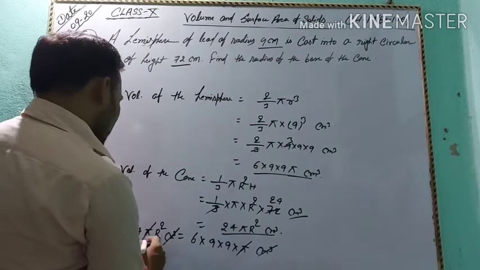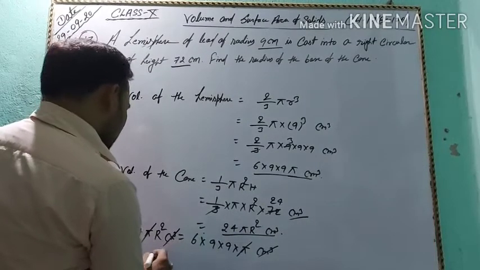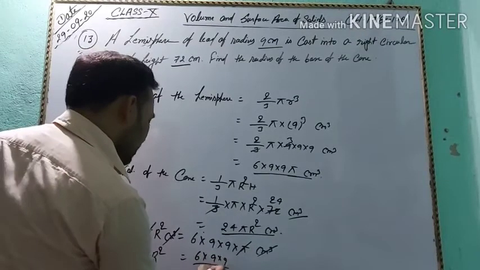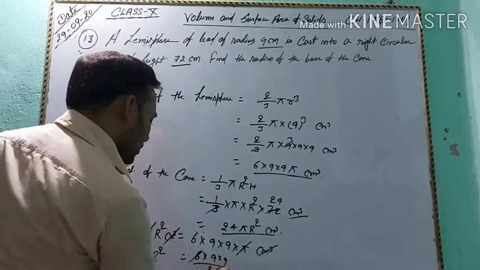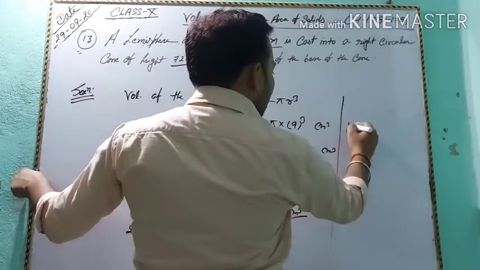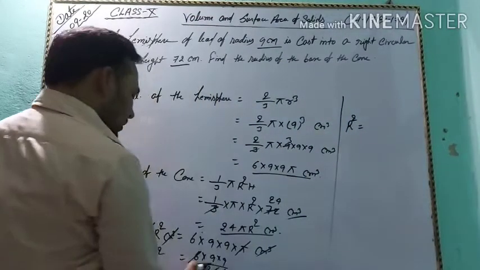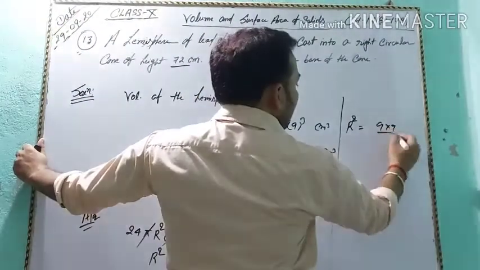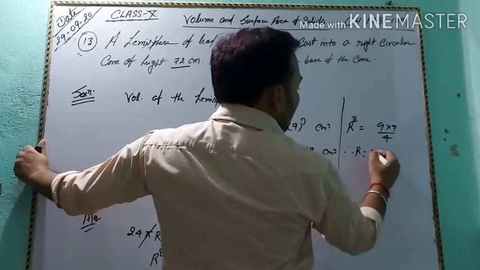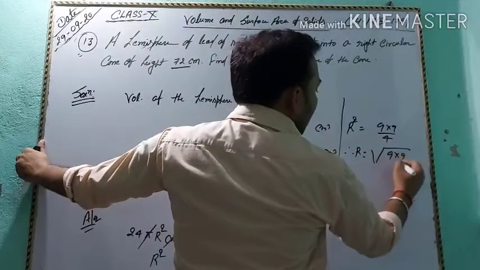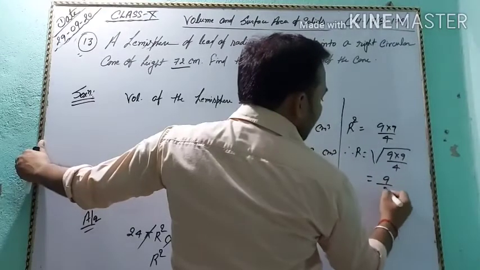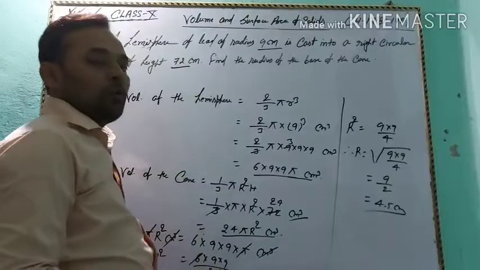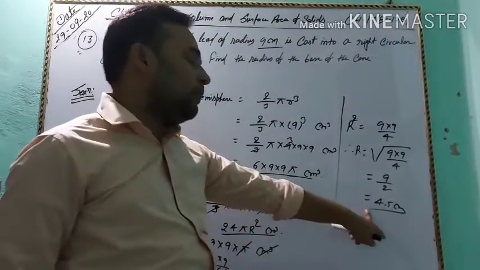And R square is equal to 6 multiply 9 by 24, that's R square equal to 9 by 4, that's R equal to root under 9 by 4, that is 3 by 2, that is 1.5 centimeter. So the base radius of the right circular cone is 4.5 centimeter.